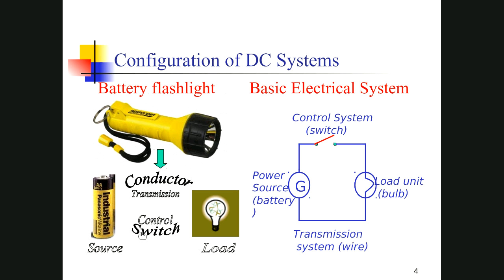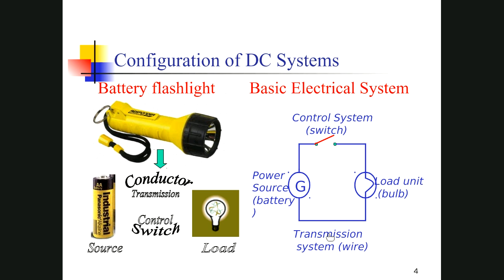Between the connectors from the battery to the bulb, we have the so-called control systems that switch on and off. So now we have 4 components: source, transmission conductors, control switches, and user's load. We can draw the relationships between these 4 components into a circuit like this.